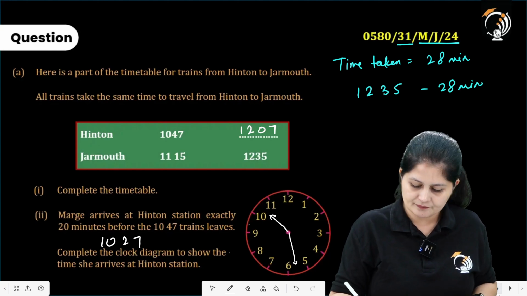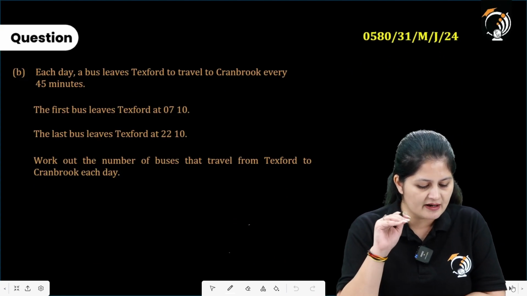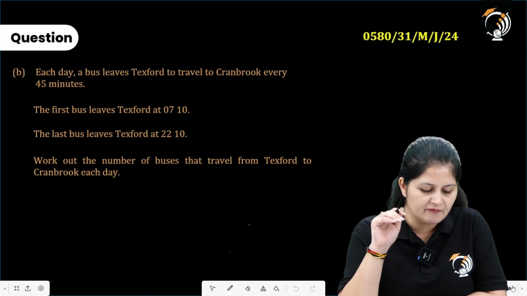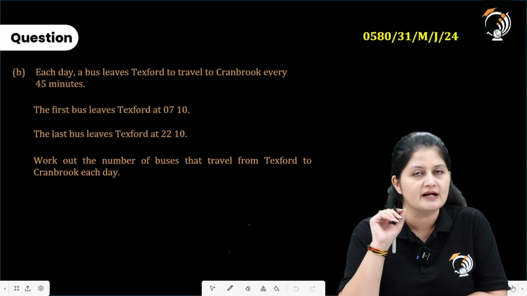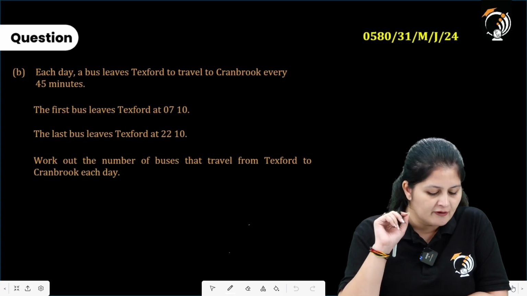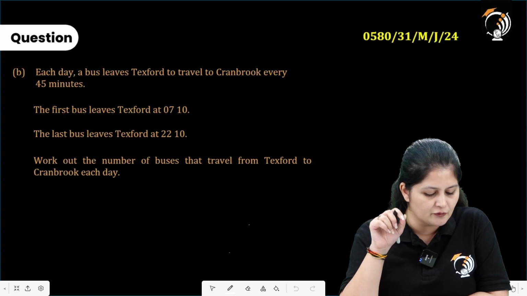Clear? Okay. Moving to the B subpart. Each day a bus leaves Texford to travel to Cranbrook every 45 minutes. The first bus leaves Texford at 7:10 while the last bus leaves Texford at 22:10. Work out the number of buses that travel from Texford to Cranbrook each day.